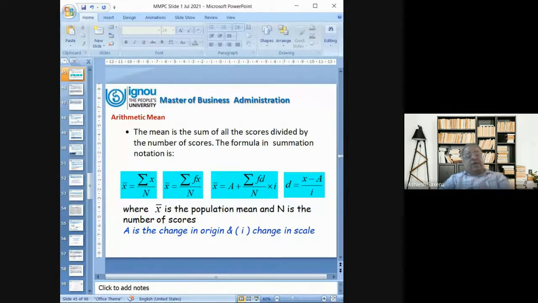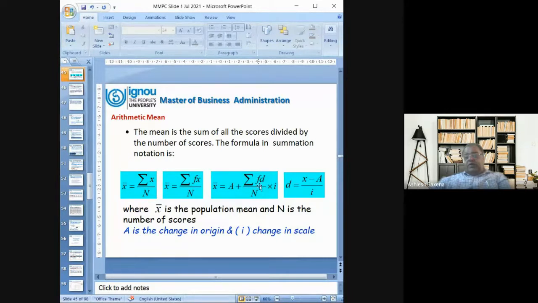And the third formula is used when the data is large. Frequency is more and data is large. There we assume something. So while I will be solving the numerical, I will discuss it with you. It will be better if you write the formula this time. First one, second one, and third one.